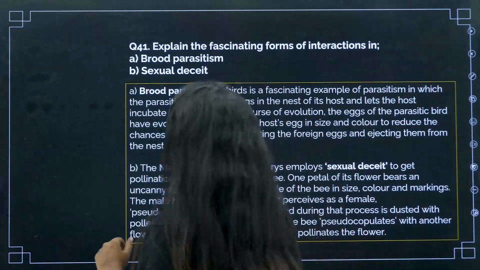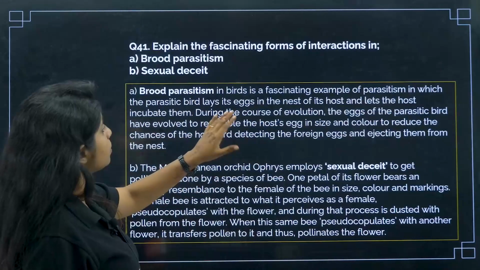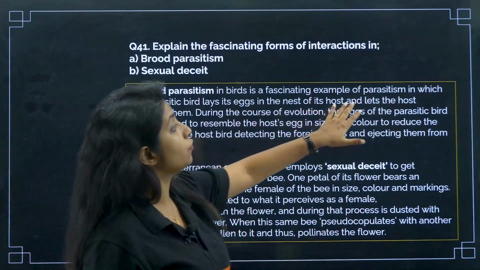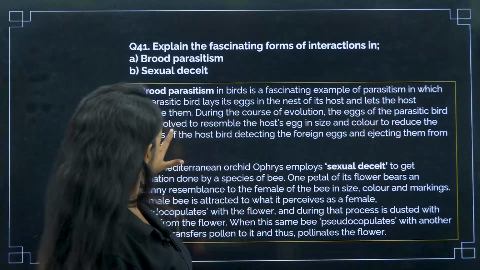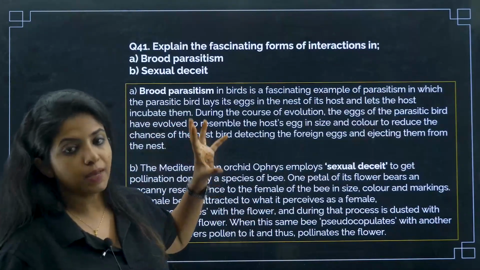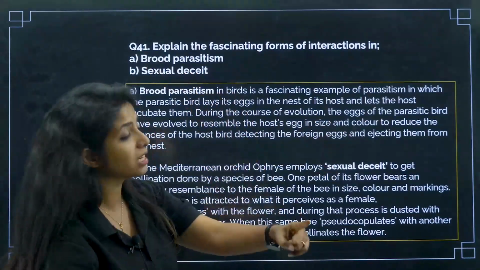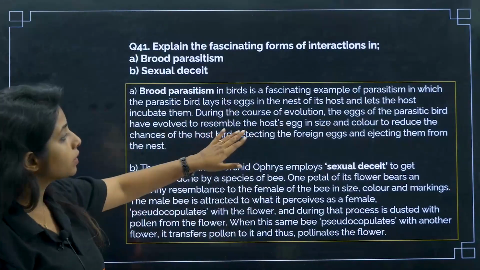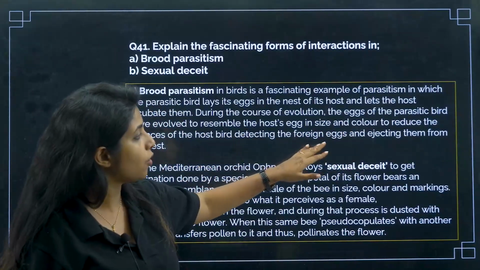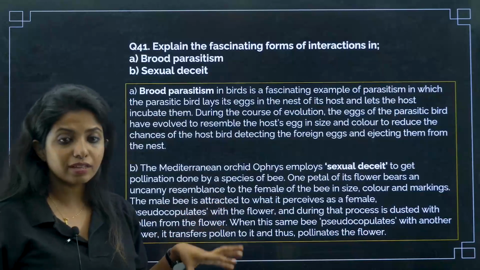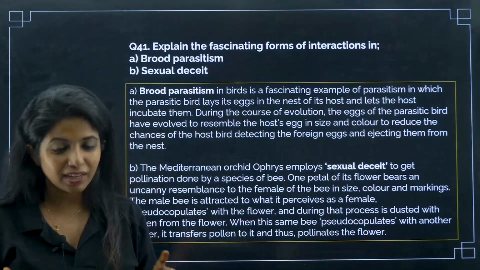Now let's see, how do you frame the answer? So brood parasitism in birds is a fascinating example of parasitism in which the parasitic bird lays its egg in the nest of its host. Okay, you do not call it prey, so sorry, you call them host, and lets the host incubate them, as in take care of them, provide them warmth and everything. During the course of evolution, the eggs of the parasitic bird, the cuckoo, have evolved to resemble the host eggs in size and color to reduce the chances of the host bird detecting the foreign eggs and ejecting them from the nest. Obviously, if it was different, the host would be like, huh, who is this? I'll just kick it off. So that's why they have evolved.